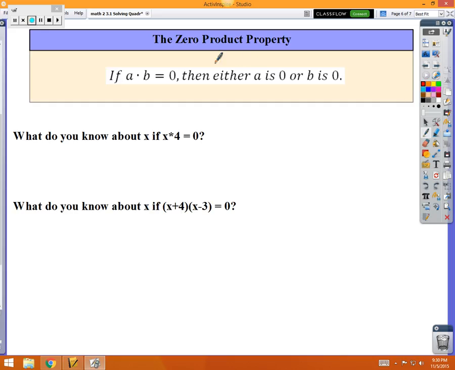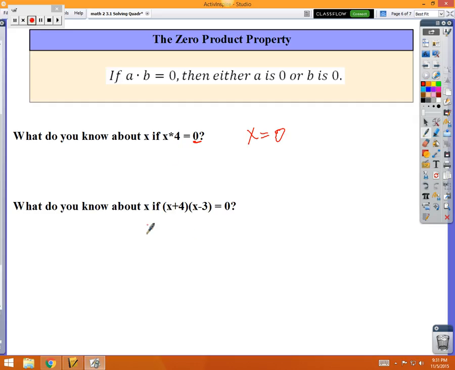Okay, now this, I think this idea is introduced in 3rd grade. So the zero product property. If A times B is 0, then either the A is a 0 or the B is a 0. So if you're multiplying and your answer is 0, that means you must have multiplied by 0. So what do you know about x if x times 4 is 0? You know that x equals 0, because the only way to get 0 as an answer from a times problem is if you times by 0.